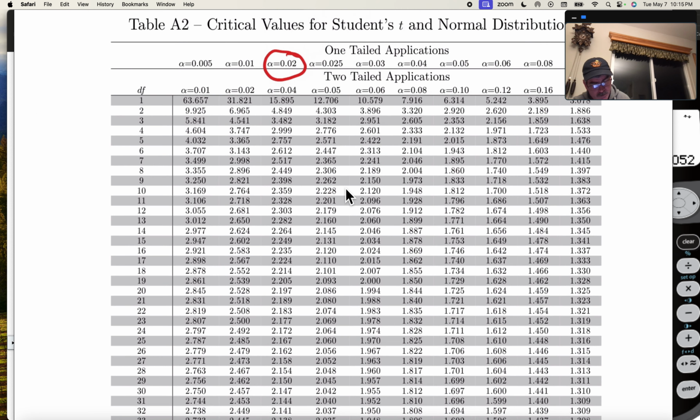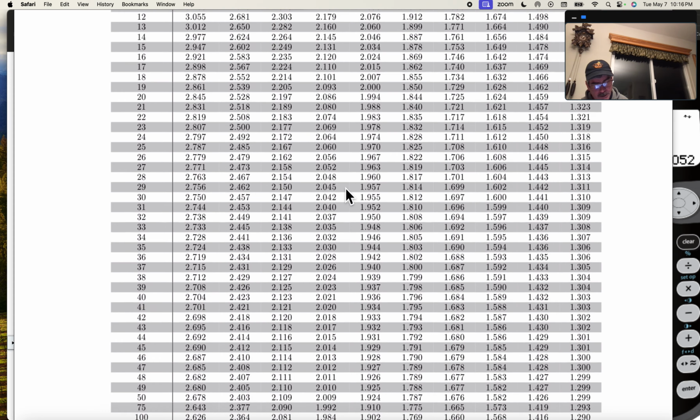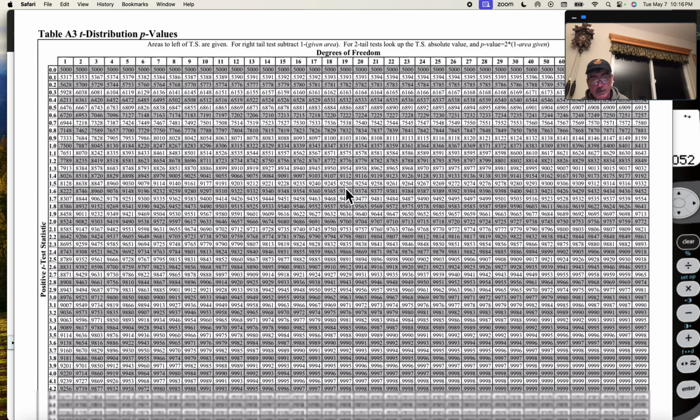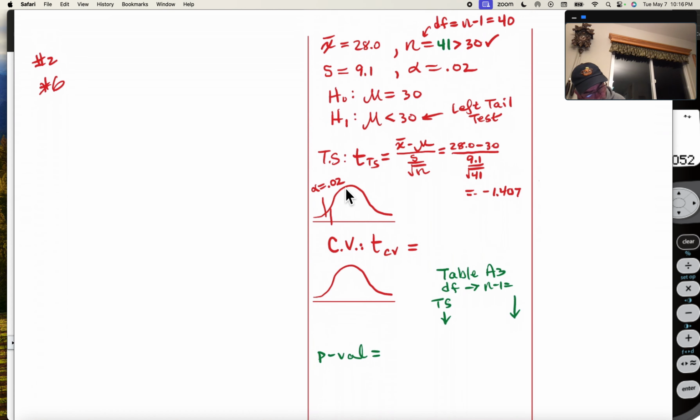So I'm gonna have to slide down here a little bit for that. Okay, so 0.02 with 40 degrees of freedom will be this. Should be 2.123 there. I'll clean that up. 2.123, I think I can remember that. Now it's a left tail test, so we're going to make this negative 2.123.